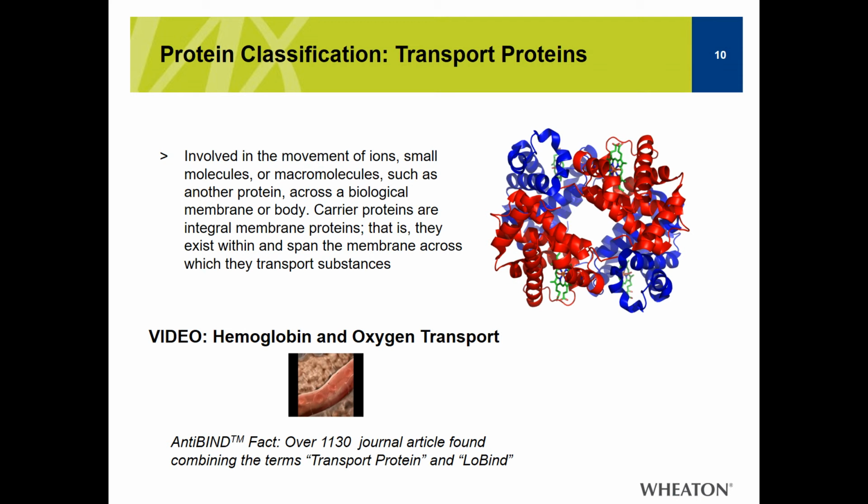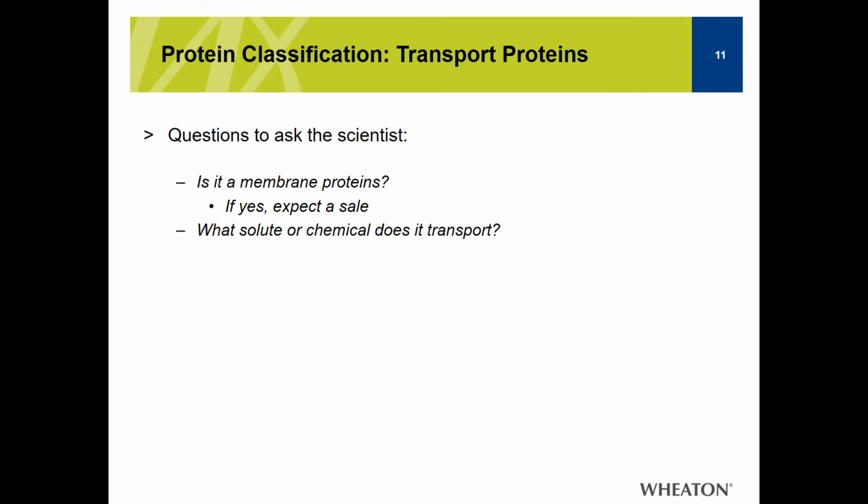Now again, there are over 1,100 journal articles that found combining the terms transport protein and low bind. Again, the question that we should ask our customer is, is it a membrane-bound protein or is it a membrane transport protein? And if it is, most likely it's going to be hydrophobic. Most likely the protein is going to be very challenging to study, and most likely you'll be able to do an NT-bind sale. Now we can also ask them what kind of chemical or ion or protein does this protein transport.